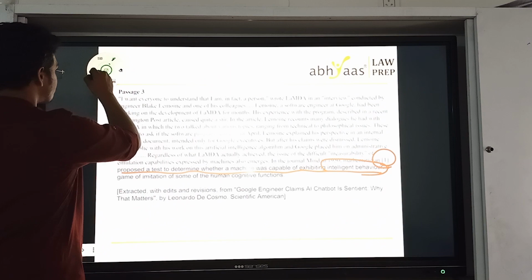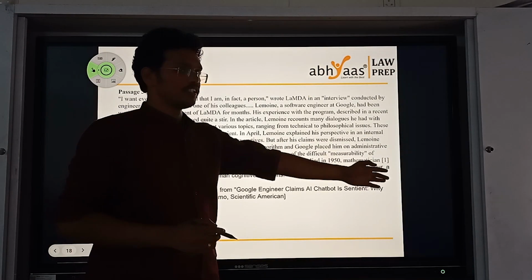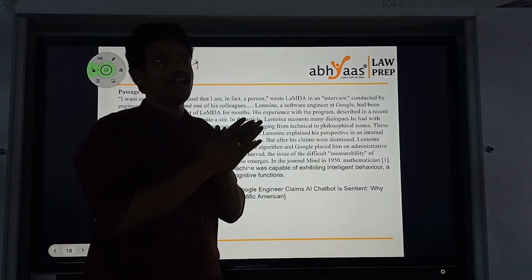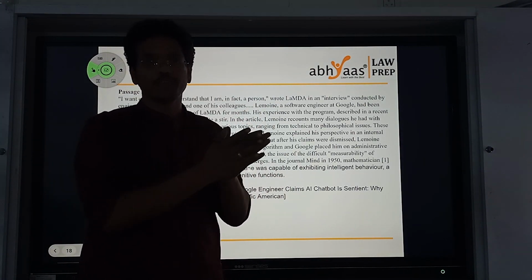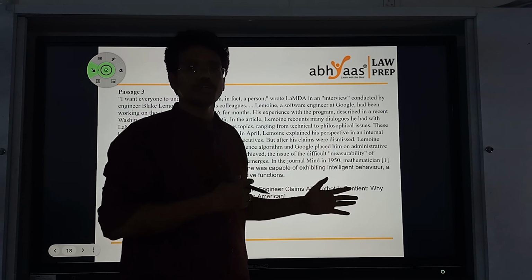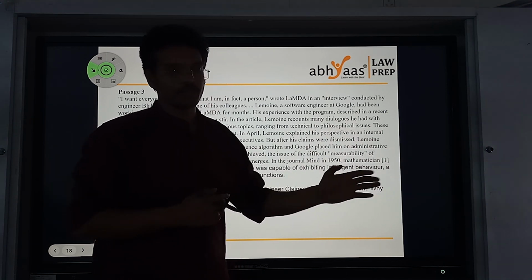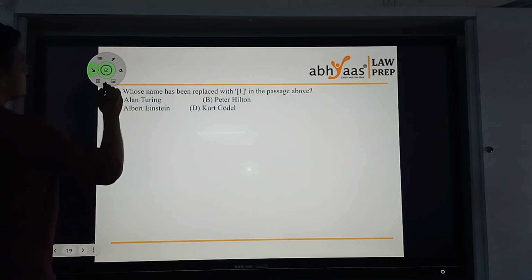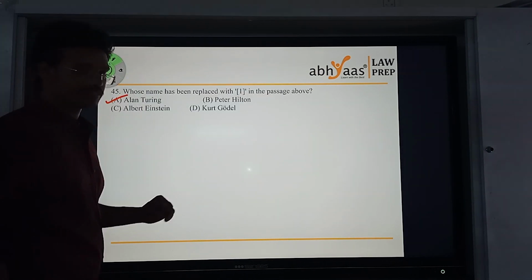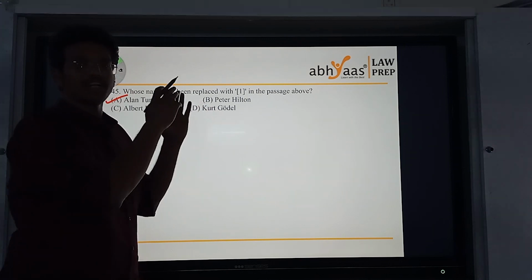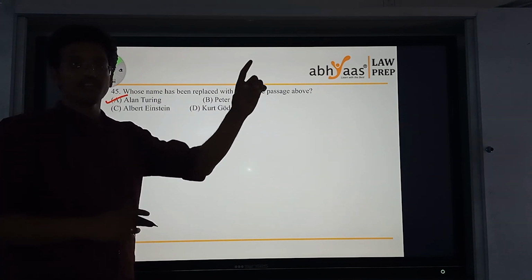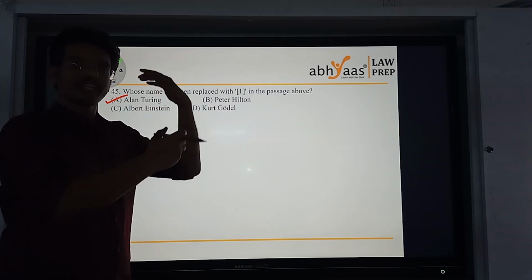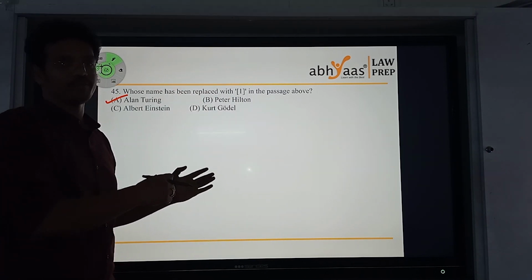So the person is a mathematician who has done a lot of research and contributed a lot to the development of computing in the world. He is also known as the father of the modern computer. So the person is Alan Turing. He is considered the father of modern computing, and based on his calculations and his research, computers were developed.